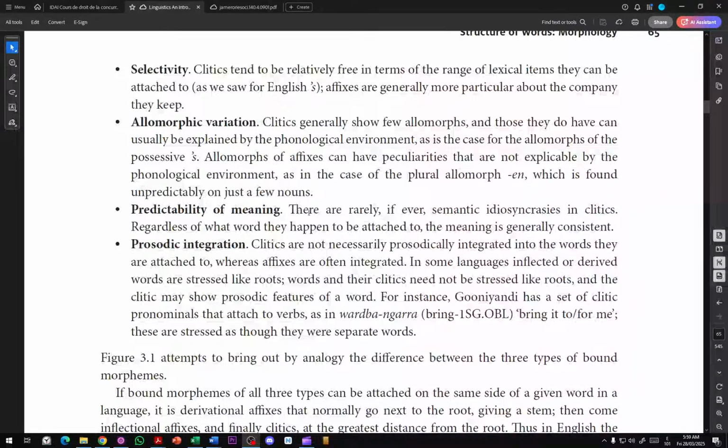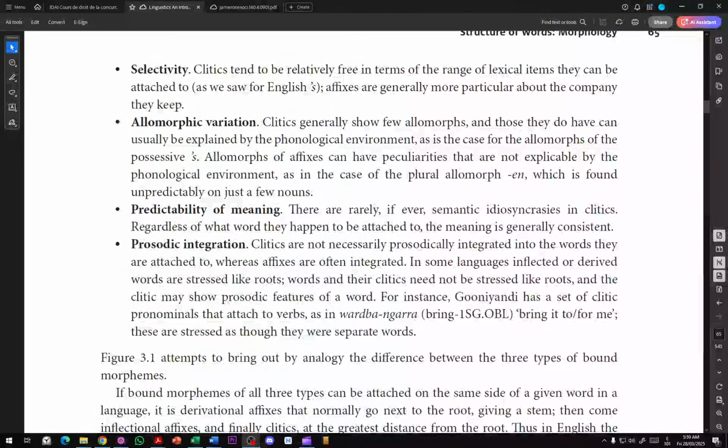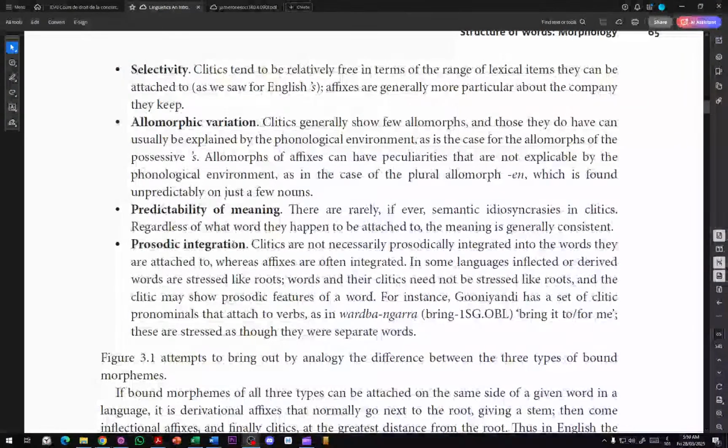Predictability of meaning. There are rarely, if ever, semantic idiosyncrasies in clitics. Regardless of what word they happen to be attached to, the meaning is generally consistent. Prosodic integration. Clitics are not necessarily prosodically integrated into the words they are attached to, whereas affixes are often integrated.